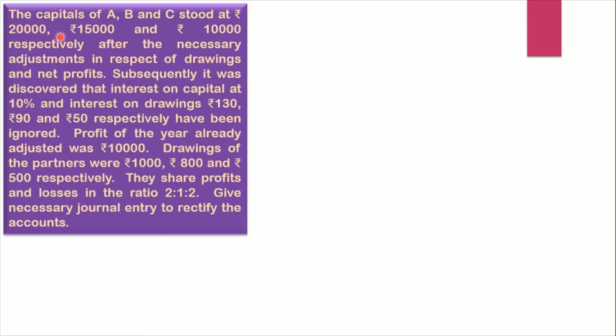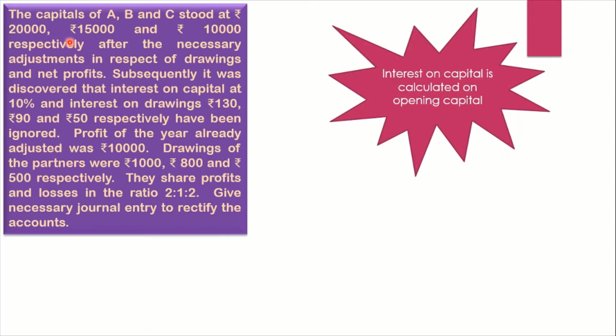Now the capitals are 20,000, 15,000 and 10,000, but it says after the necessary adjustments. So these are our closing capitals. And if you remember, interest on capital is always calculated on opening capital. So the first thing is we'll calculate opening capital and then proceed with calculating interest on capital. 10% we'll calculate later, once we get opening capital.